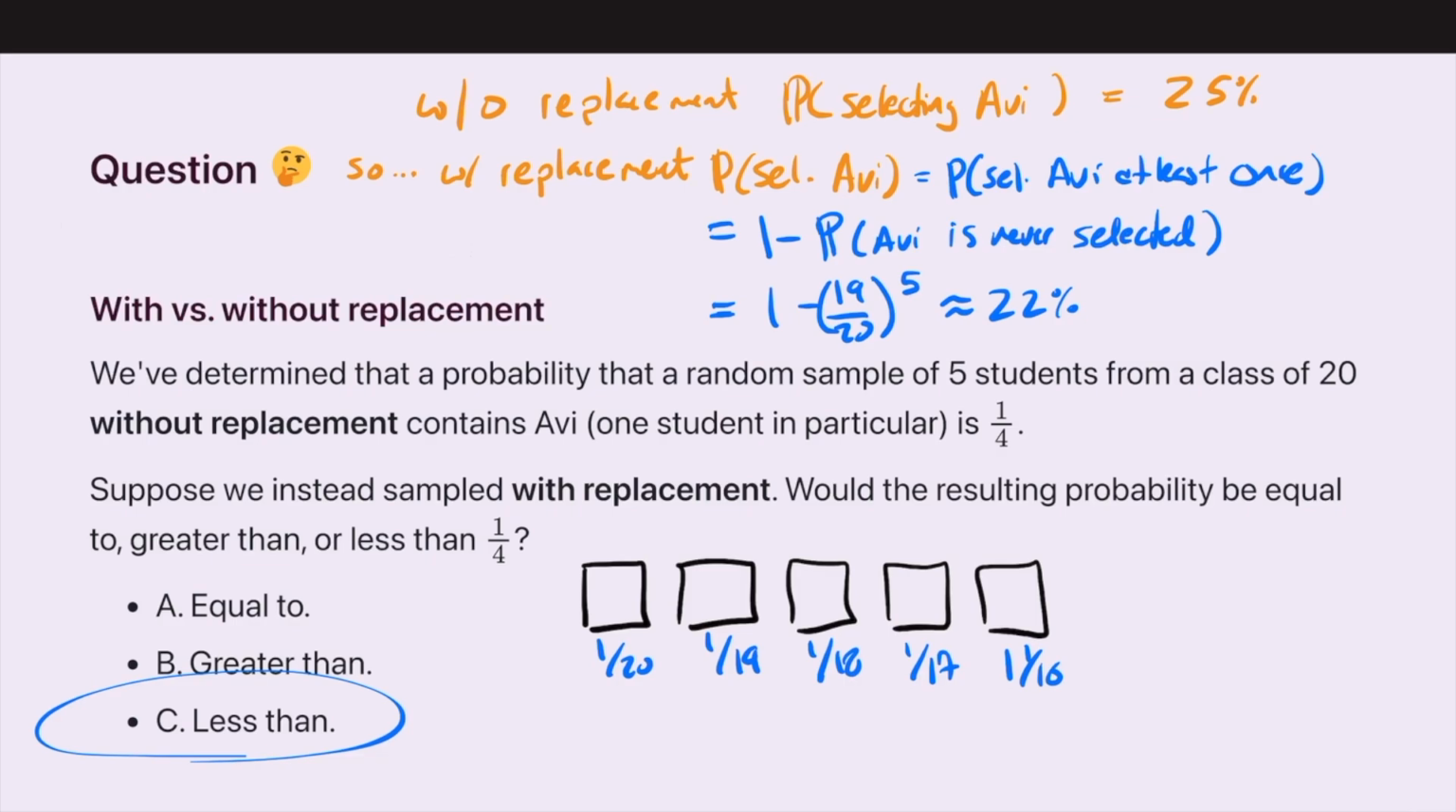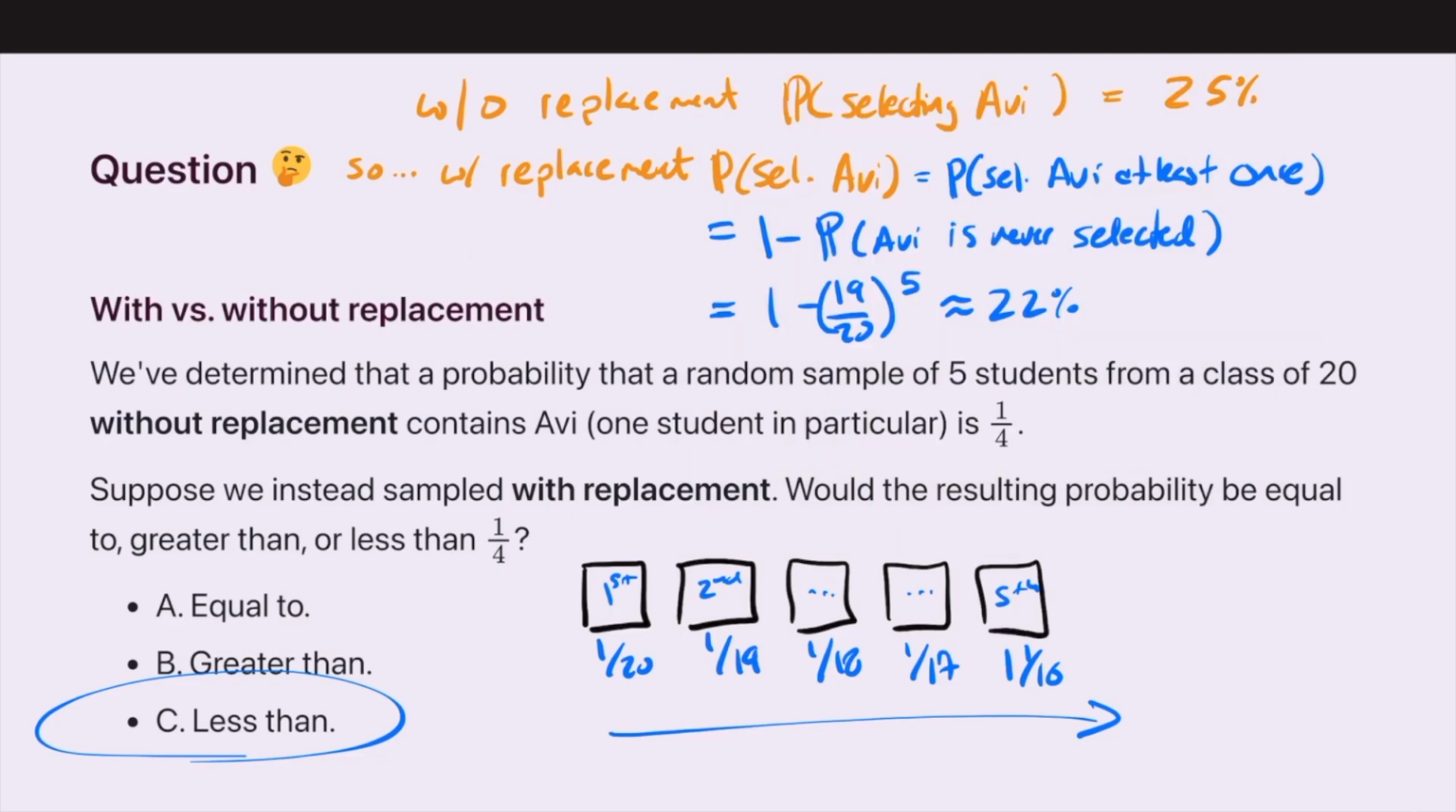So the chance of Avi getting picked goes up as we do more selections from students, because there's no replacement. So that probability is going to be higher that Avi gets selected without replacement, because we've got 5 chances to pick him, and every time we don't pick him, there's fewer people to pick from. So this is the first event, second, and then this would be the 5th event.